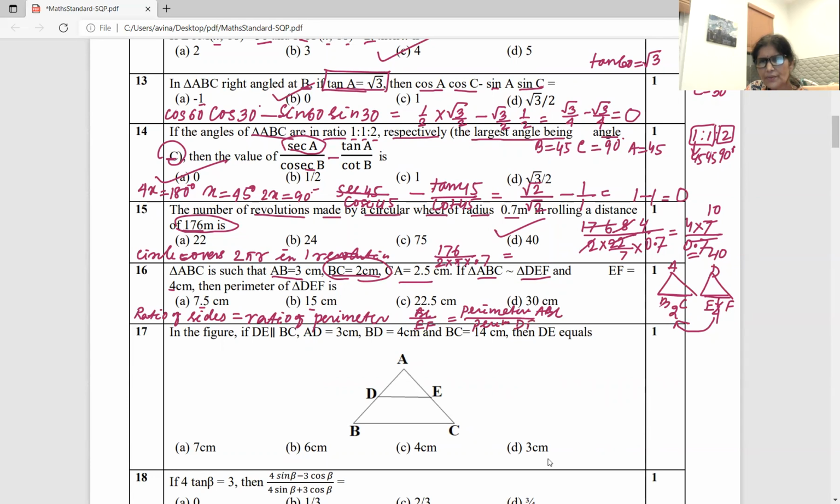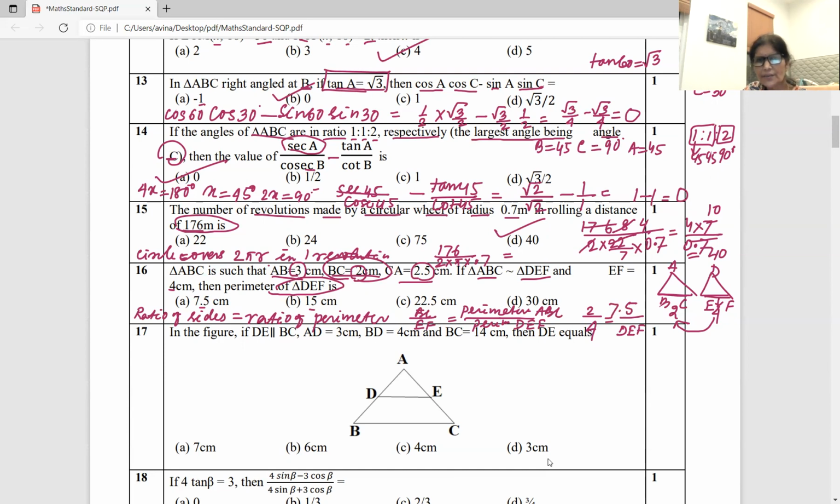तो अभी जो नहीं है वो निकल जाएगा. BC is how much? BC is 2. EF is how much? 4. Is equal to perimeter of ABC by perimeter of DEF. पेरीमीटर ऑफ DEF नहीं दिया है. तो उसको हम एक्स ले लेते हैं. और ABC का पेरीमीटर क्या है? तीनों को प्लस कर दीजिए. AB is equal to 3 plus 2 plus 2.5, तो 7.5.